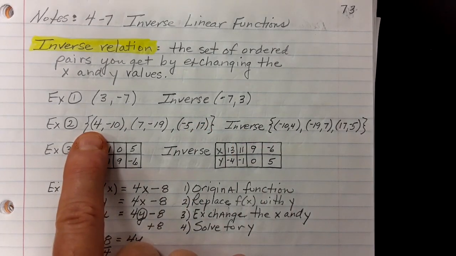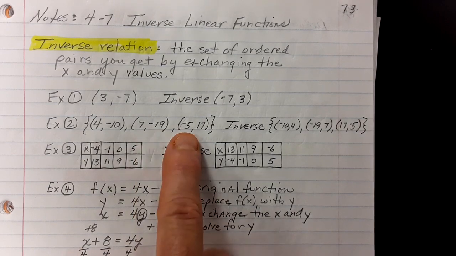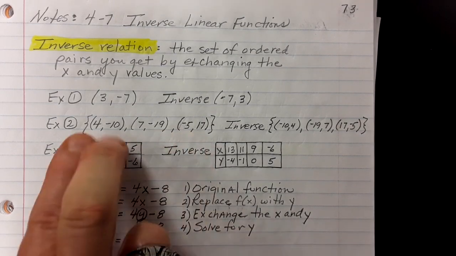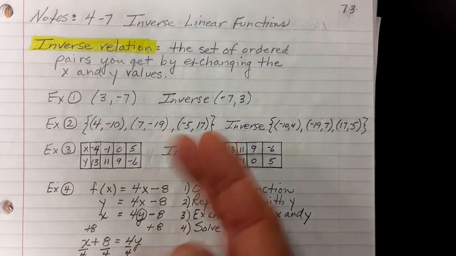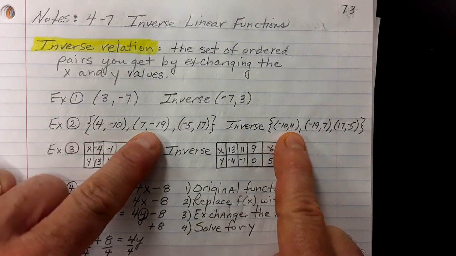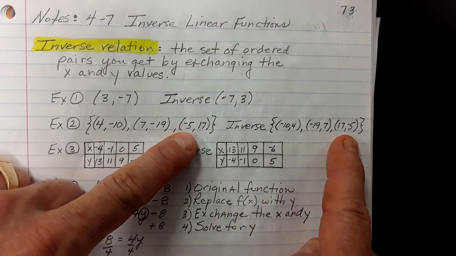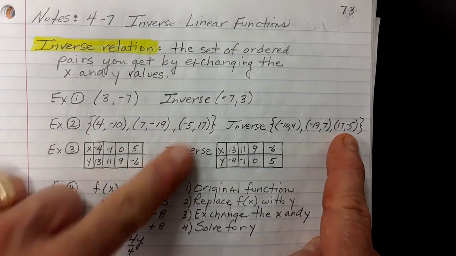So if you have the ordered pairs 4, negative 10, 7, negative 19, and negative 5, 17, you just switch each x and y around to make the inverse. So that'd be negative 10, 4 from 4, negative 10. 7, negative 19 would be negative 19, 7. And negative 5, 17 becomes 17, negative 5.